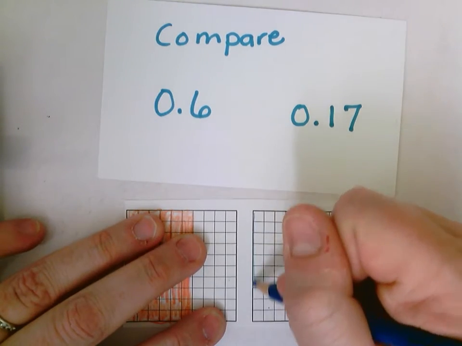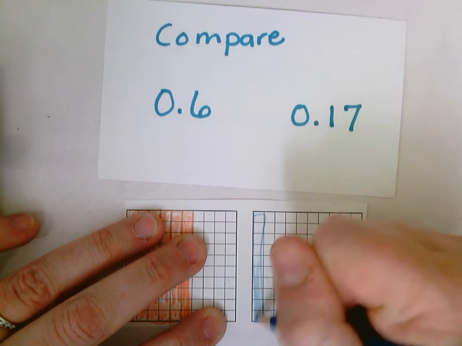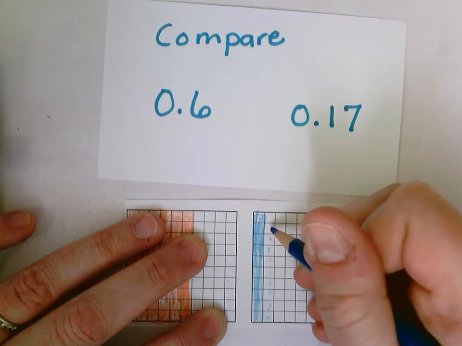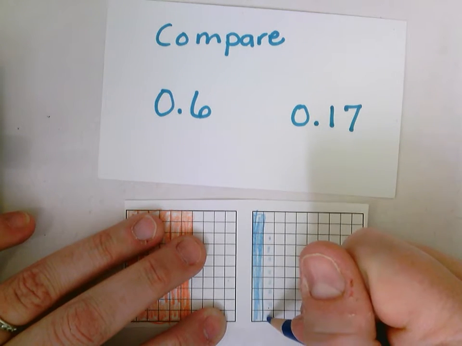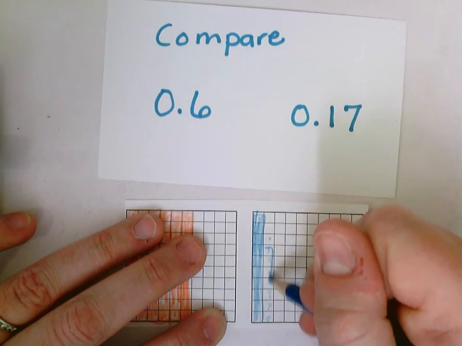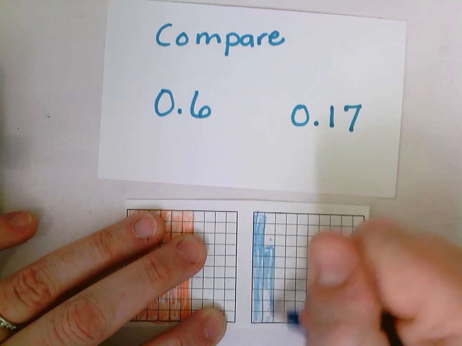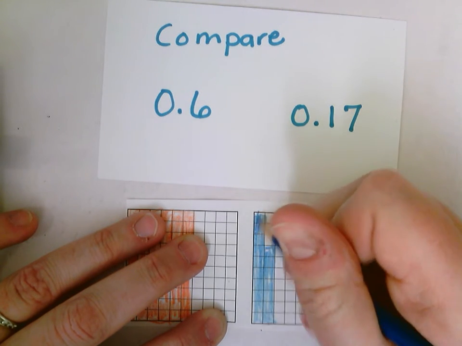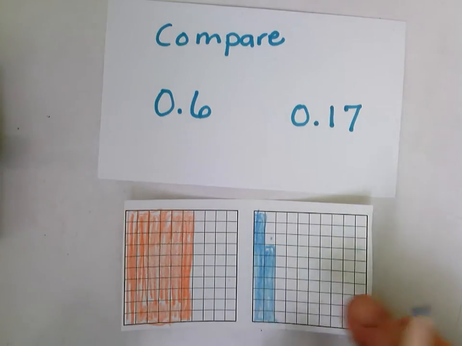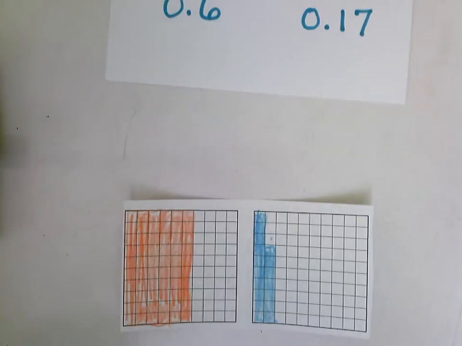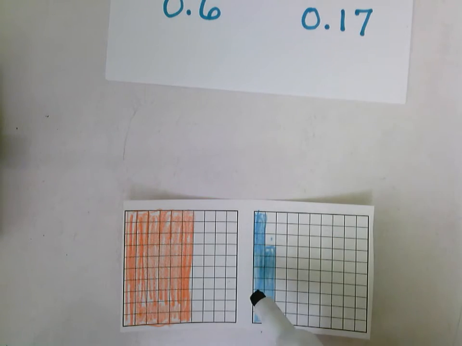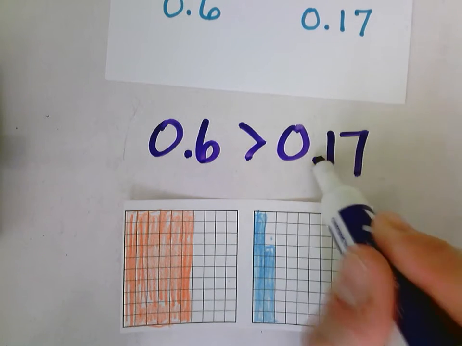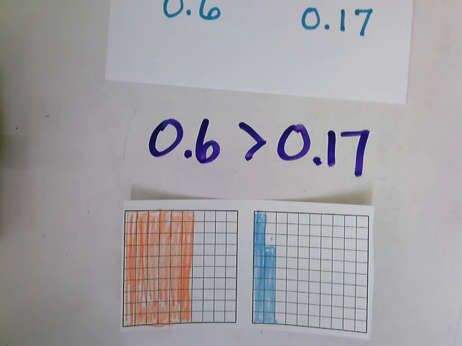So this is 10, 11, 12, 13, 14, 15, 16, 17. Oops, too many. 11, 12, 13, 14, 15, 16, 17. I got carried away with myself there. 17 hundredths. Okay, so I'm going to look and see. This one is shaded in way more than this one. So 6 tenths is greater than 17 hundredths.